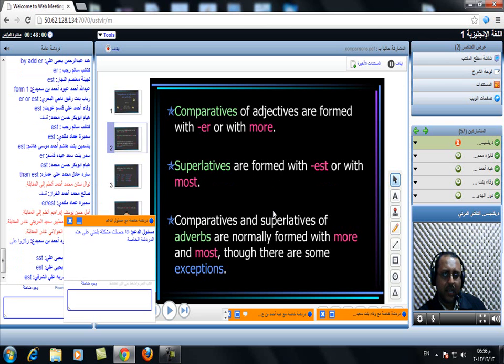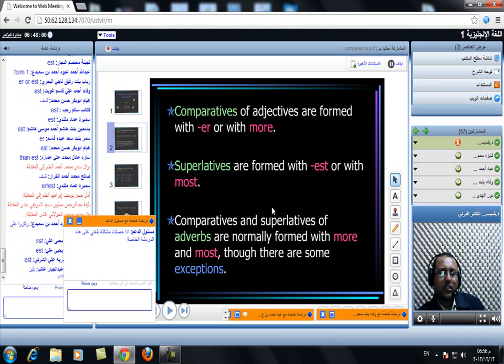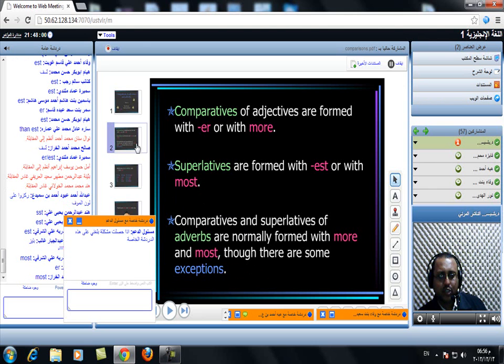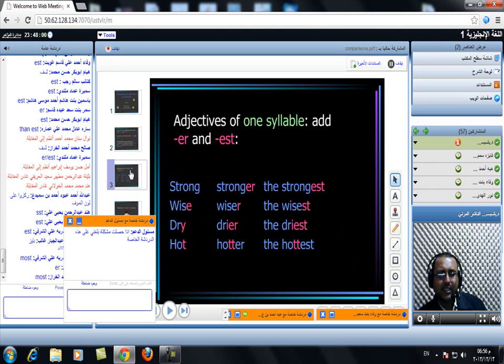Either we add EST to the end of the adjective, or if the adjective is a long adjective which consists of more than one syllable, we have to add most. We have to write most before it. Comparatives and superlatives of adverbs are normally formed with more and most, though there are some exceptions. Let's move to the next.